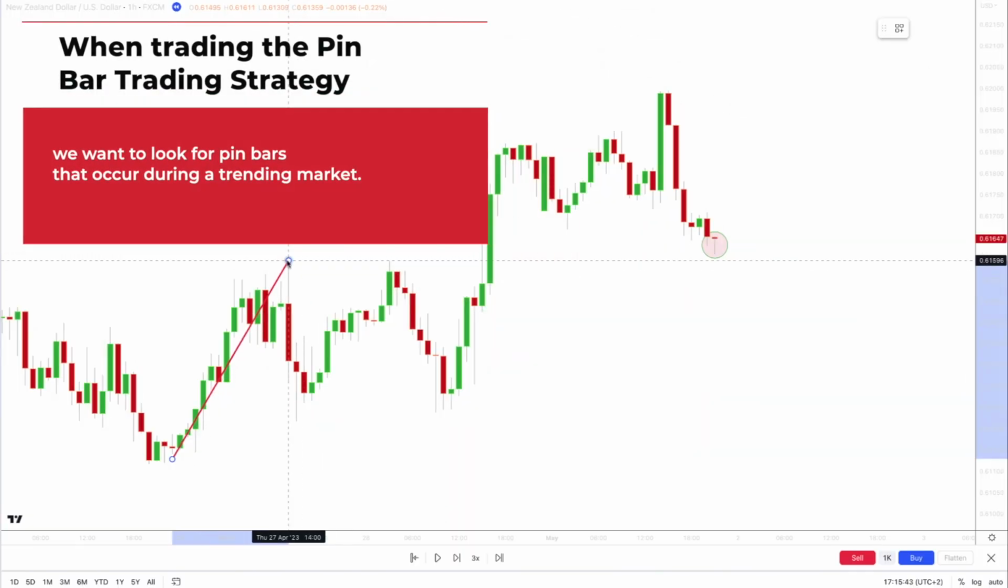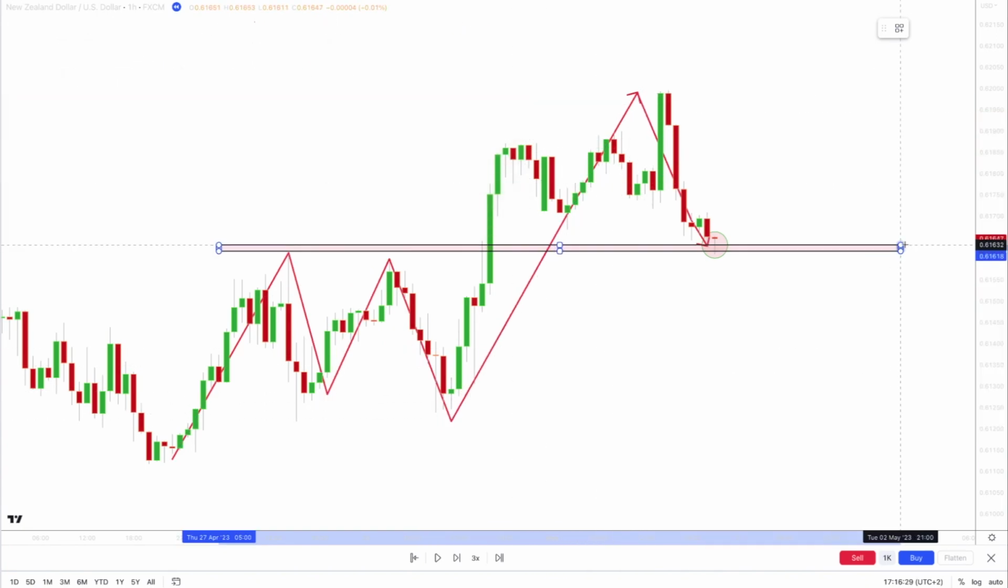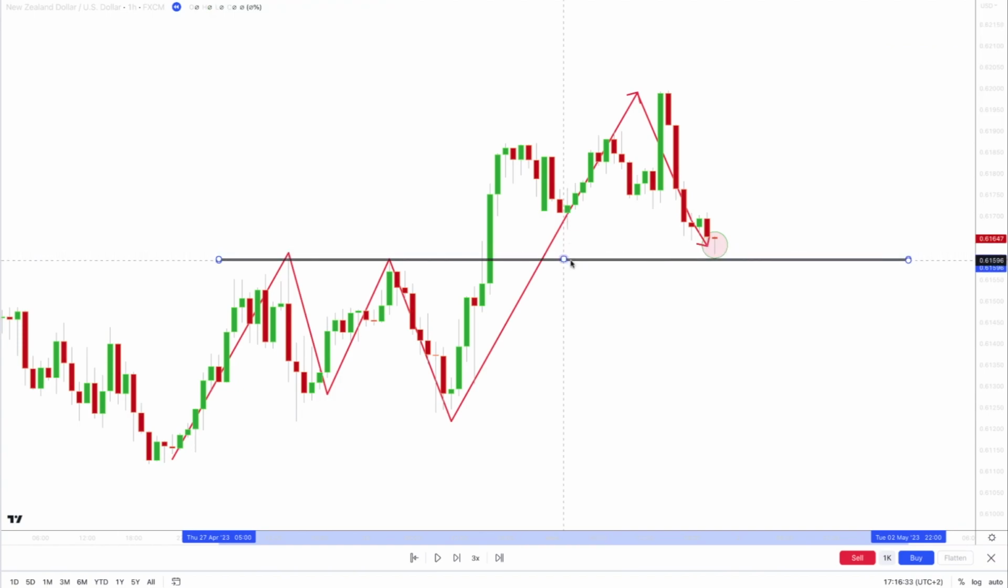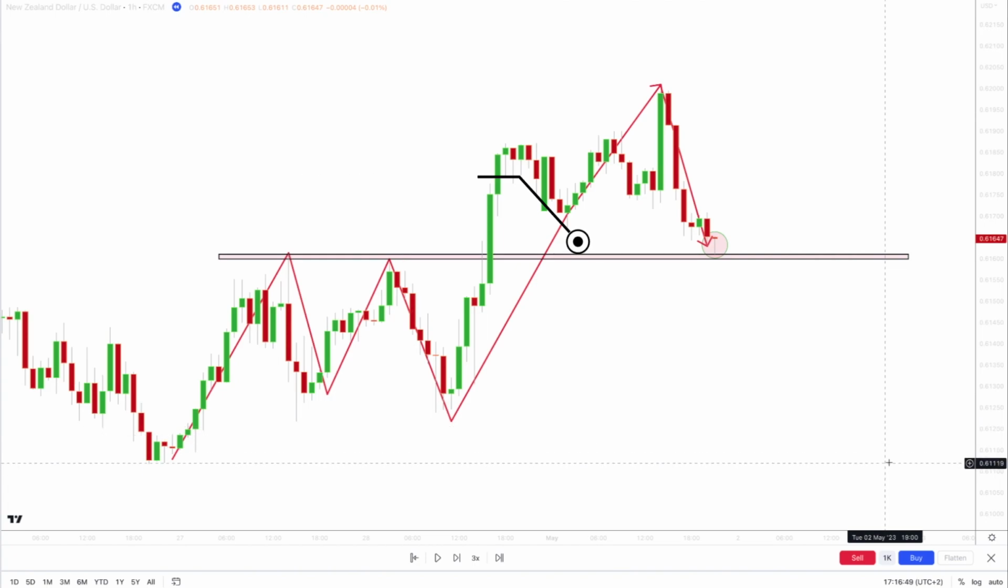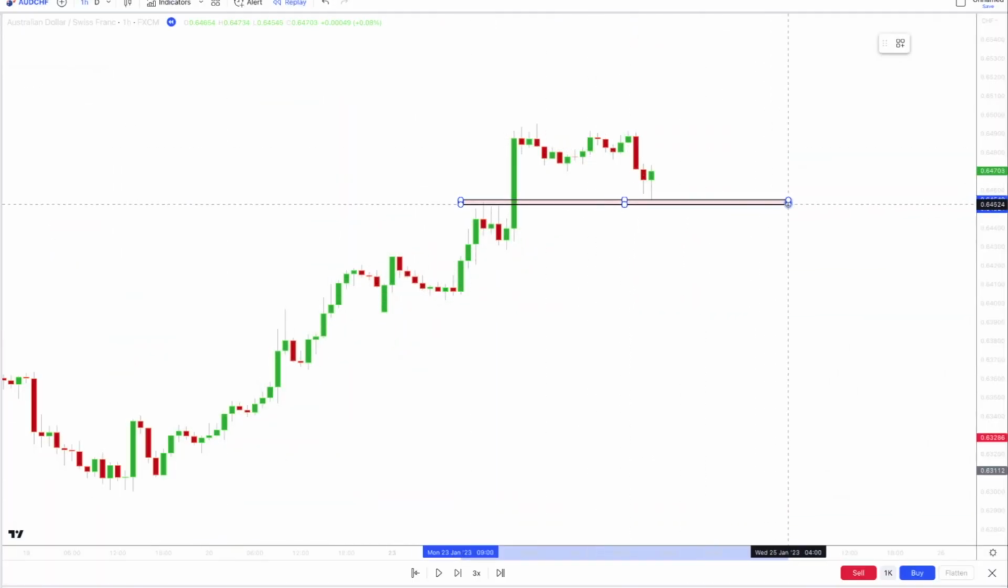When trading the pin bar strategy, we want to look for pin bars that occur during a trending market. In an uptrending market, our goal as price action traders is to find the best opportunities to join the buyers and profit from their market dominance. The most promising trade setups occur when the price pulls back to a support level after breaking through a resistance level. To understand why support levels are significant, it's important to understand how traders think.